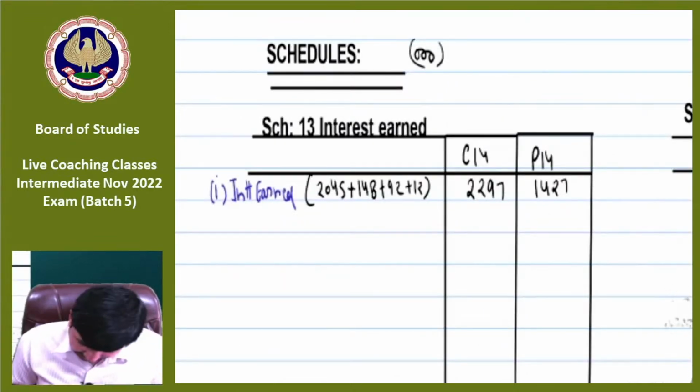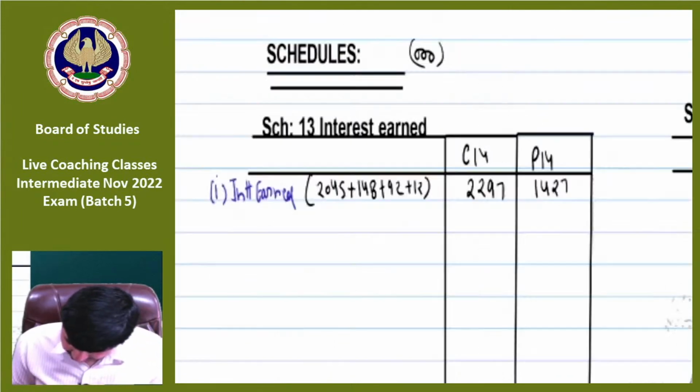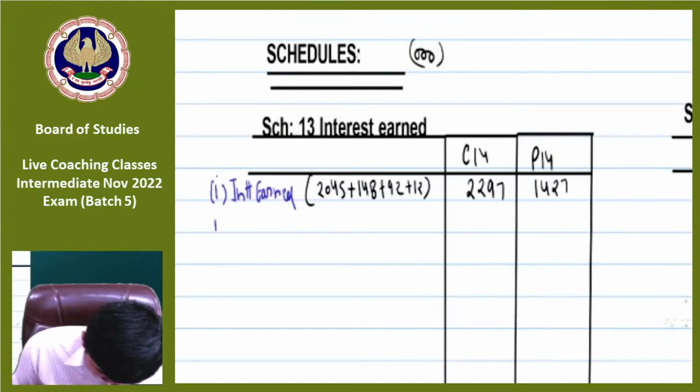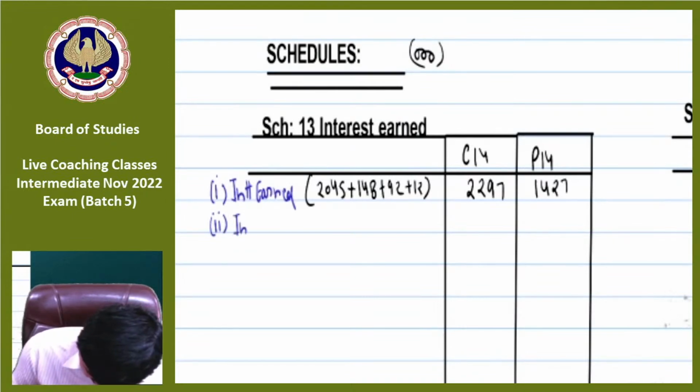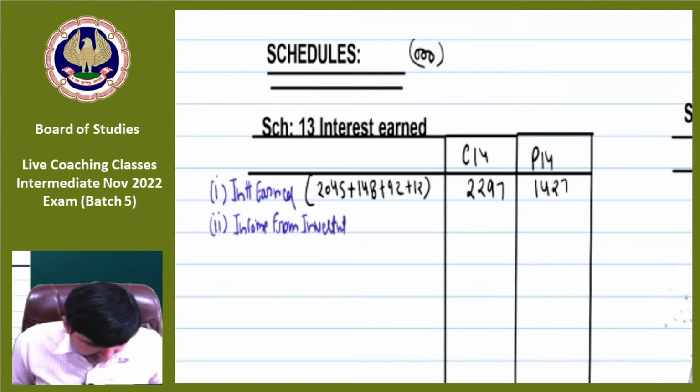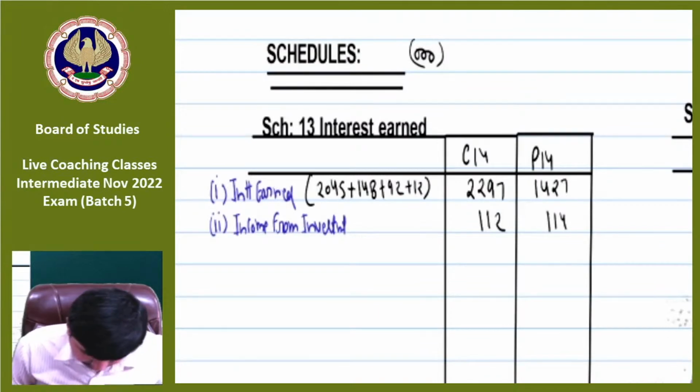Next one is schedule 13. In schedule 13, next one is interest income from investment. Okay, do it. Second point is income from investment. Income from investment. 112, no adjustment is there. 114, please do fast. Next.